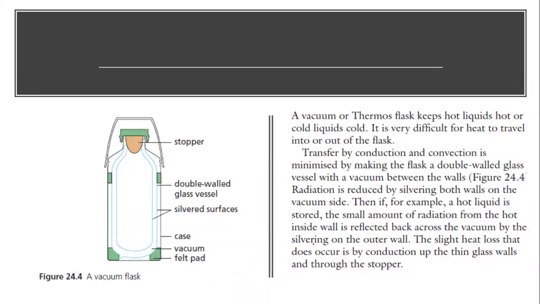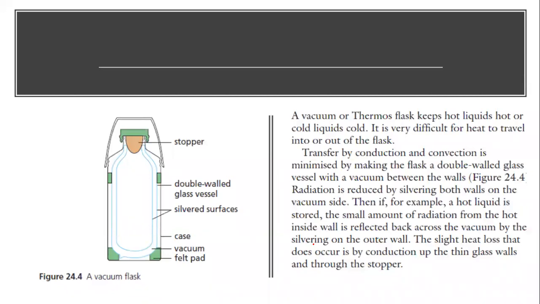And when you talk about a vacuum flask, for example, you can see how it has been made in such a way that it can keep your food hot. So it prevents loss of heat energy by all three methods: conduction, convection, and radiation.